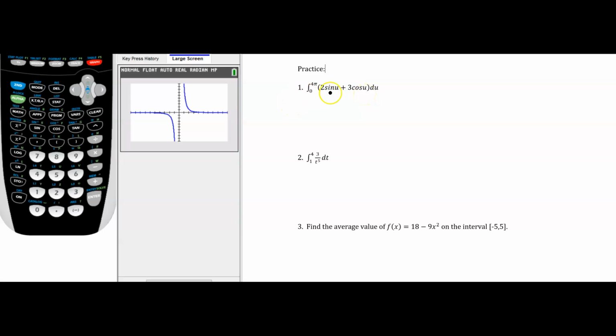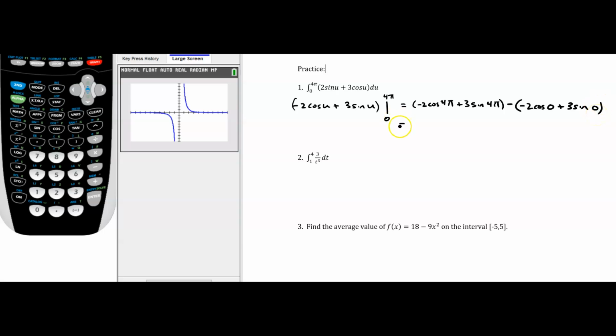So the antiderivative of sine is negative cosine. So this is actually going to be negative 2 cosine u plus the antiderivative of cosine is positive sine, so plus 3 sine u. And now let's plug in my upper limit and then subtract what I get when I plug in my lower limit. So this leads me to negative 2 cosine 4 pi plus 3 sine of 4 pi, and then we will subtract negative 2 cosine of 0 plus 3 sine of 0.